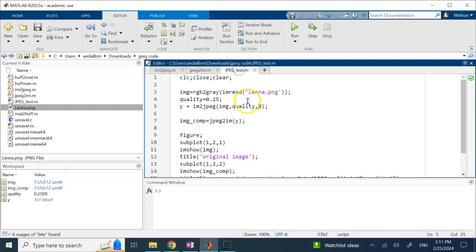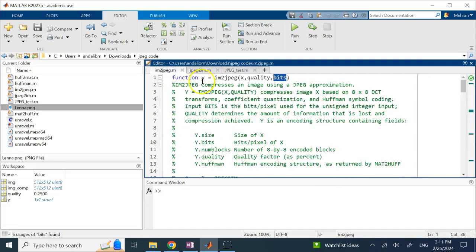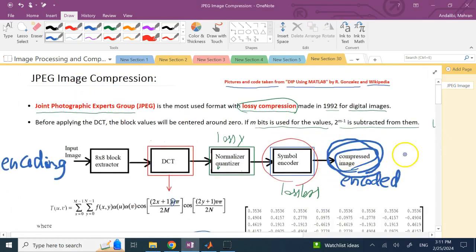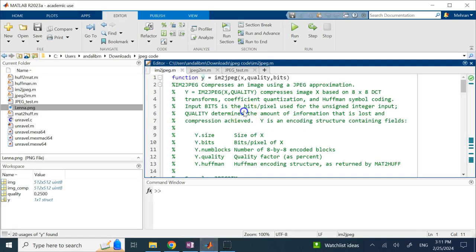So the way that I call it is image, quality, and 8, and this gives me Y, which is the encoded value. If you look at this, Y is not an image, okay? The output of this image to JPEG is a structure, which is the end result here. This is your Y, and this is not something you can display, okay? This is the Huffman coding result.